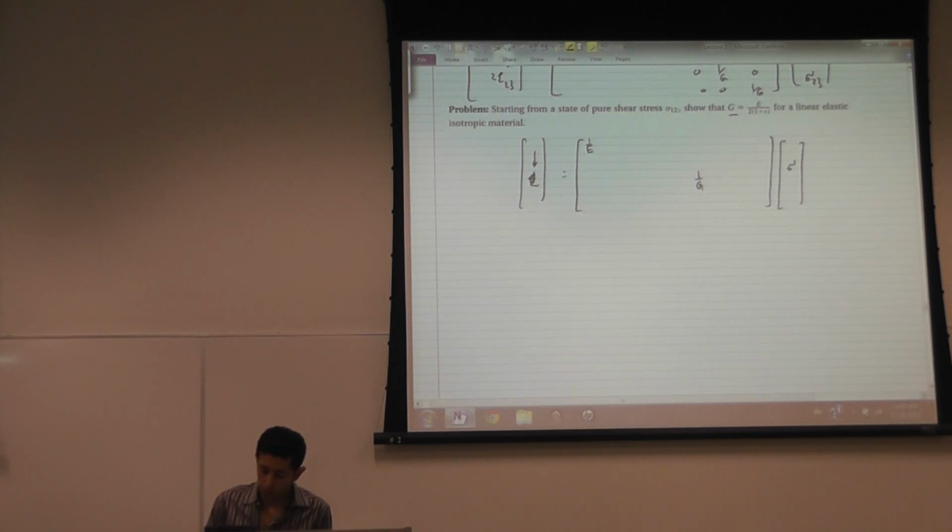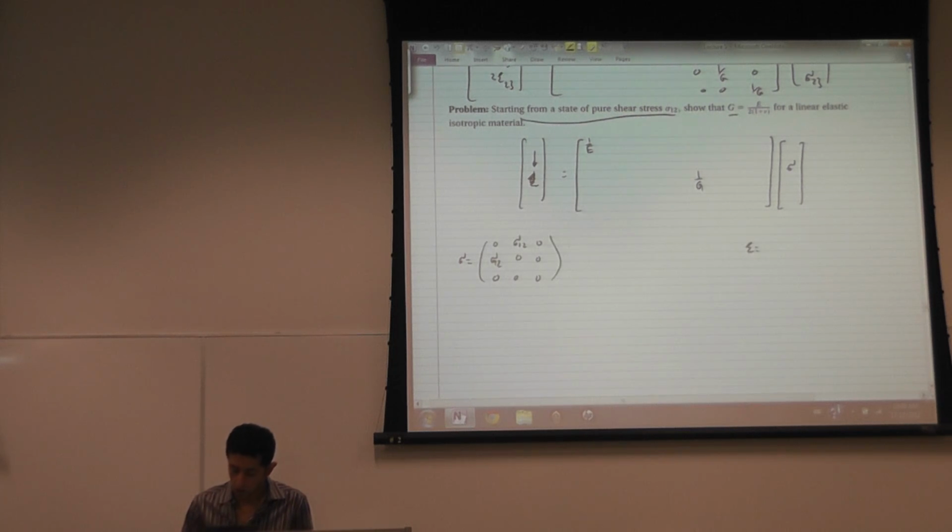So I'm going to start from a state of pure shear. State of pure shear, the stress matrix looks like this: 0, sigma 1, 2, sigma 1, 2. And the strain matrix looks like this, where epsilon 1, 2 is equal to sigma 1, 2 over that constant G.